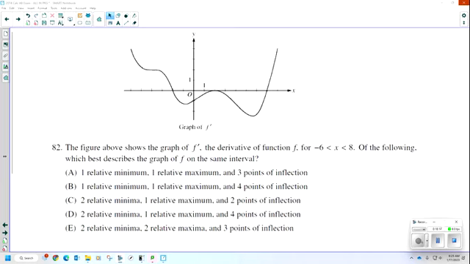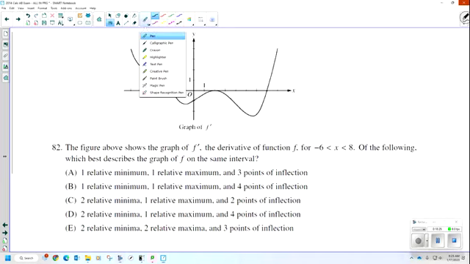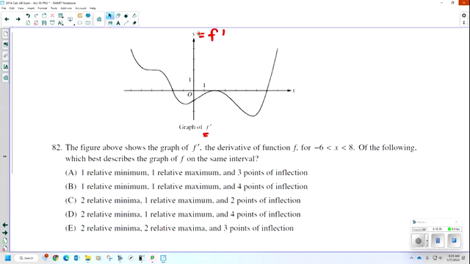Boy. Have I mentioned how much I love tables and charts and graphs? Oh my. Number 82. The figure above shows the graph of f prime. All right, wait. I got to do something. Y is f prime. I know they put it down here, but all these y values represent the value of the derivative. I have to do that, okay?